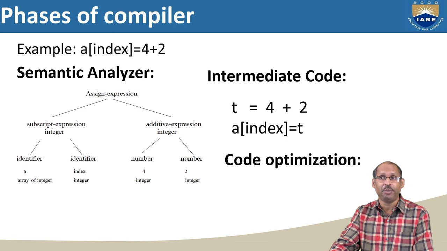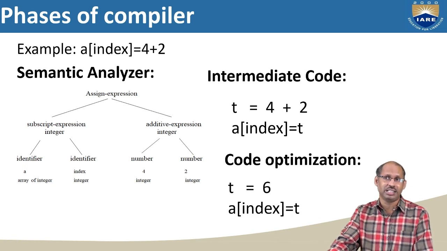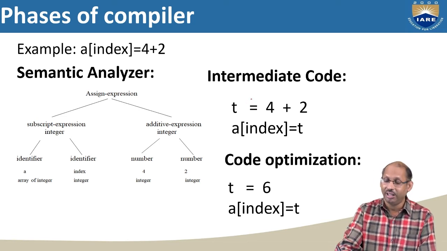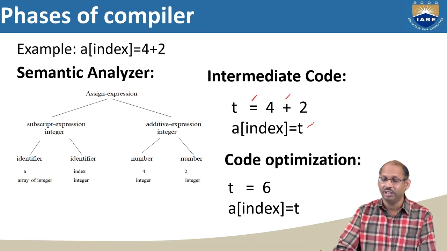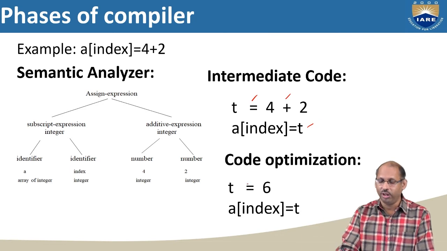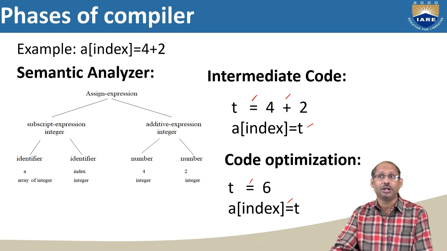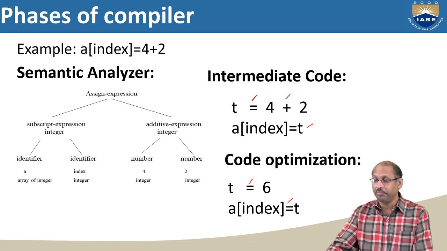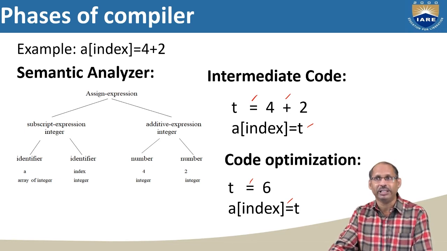Then code optimization will convert this intermediate form to t equal to 6 and A of index equal to t. So the number of operations is reduced. Here there are 3 operations in the intermediate code, now modified to only 2 assignment operators by the code optimizer. Right? We are minimizing the number of operations.